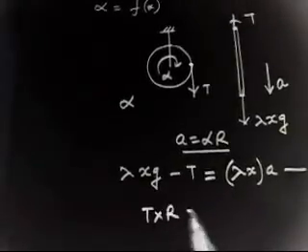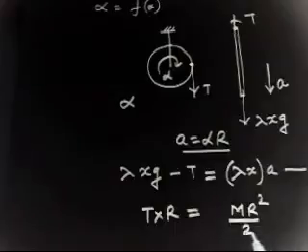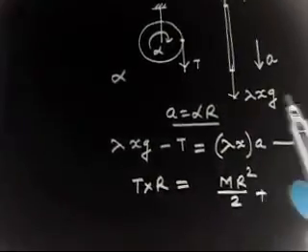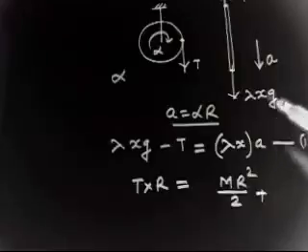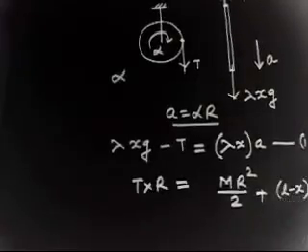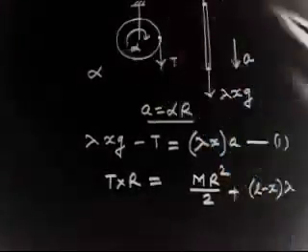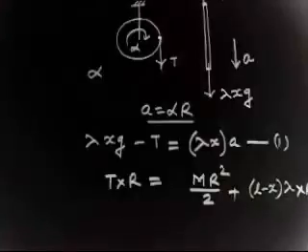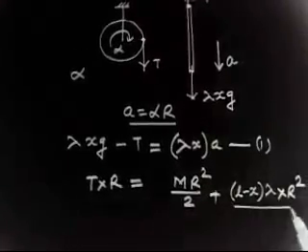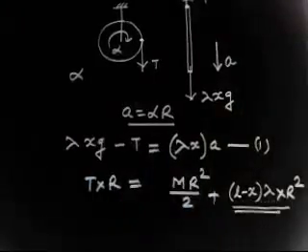T into R is equal to I alpha. Now the disk will have m r square by 2, but I also have a thread. The total length is L, so the length bonded on the disk is L minus x. If I multiply by lambda, this gives the mass of the thread that is over here, and if I multiply by r square, this gives the moment of inertia. So the moment of inertia of the thread bonded here, I can write as lambda into (L minus x) into r square. Let us try to understand this one.